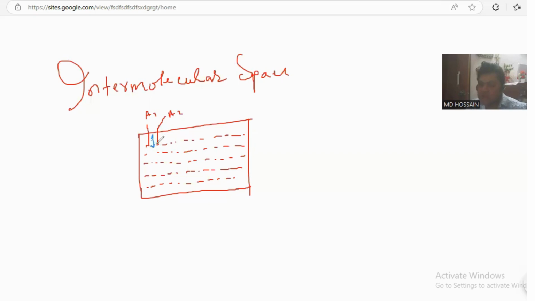If you enlarge this particle, you can see that between this one and this one, there is a little space here. The space between the two molecules is the intermolecular space. So in each and every matter in the solid condition, there should be a little space. The space between the two molecules is known as the intermolecular space. Got my point? This is the main and basic fundamental idea.